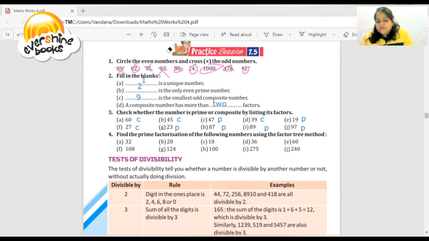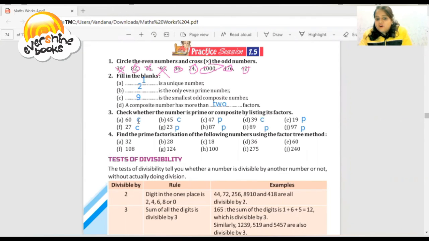Dash is a unique number. 1 is a unique number. Okay. You should know this. 1 is a unique number and 2 is the only even prime number. So write here 2 is the only even prime number, and 9 is the smallest odd composite number. A composite number has more than two factors. Okay. The definition of a composite number is that it has more than two factors, and a prime number has only two factors. Okay. Now come to this: check whether the number is prime or composite by listing its factors.